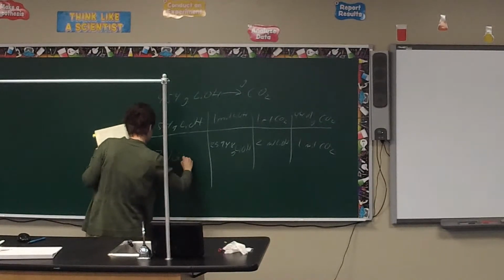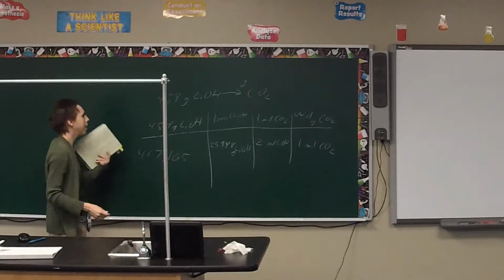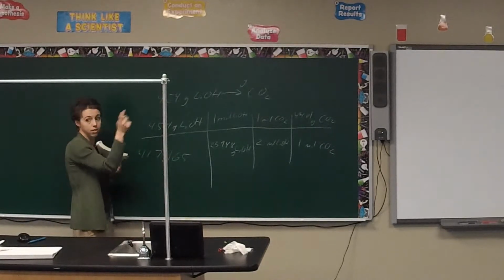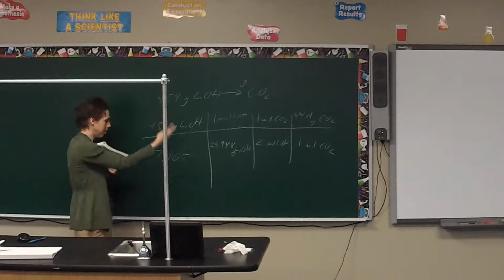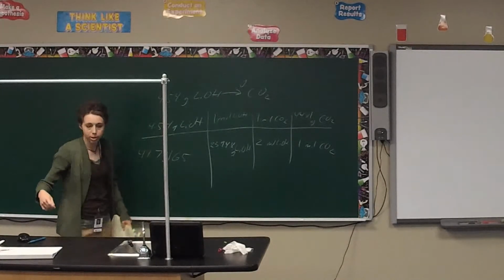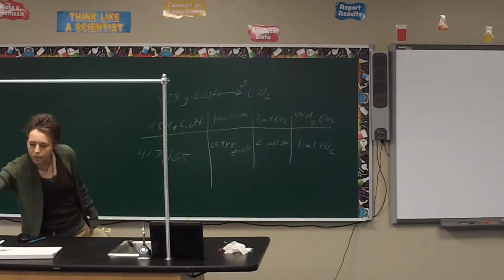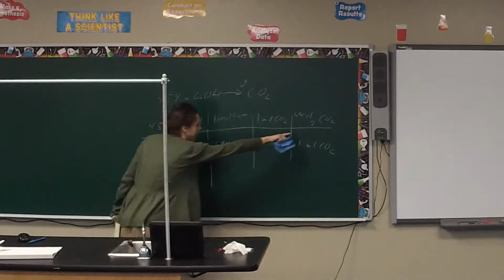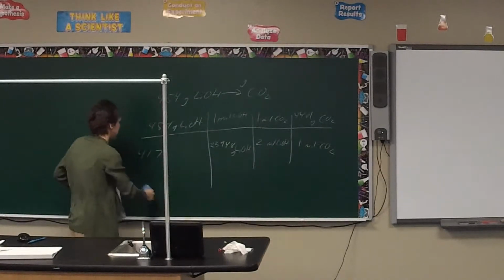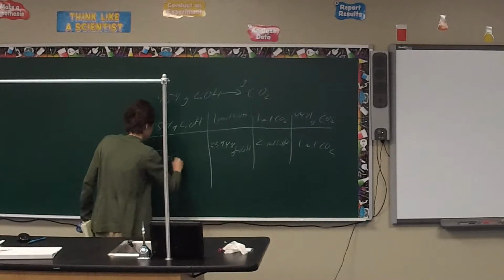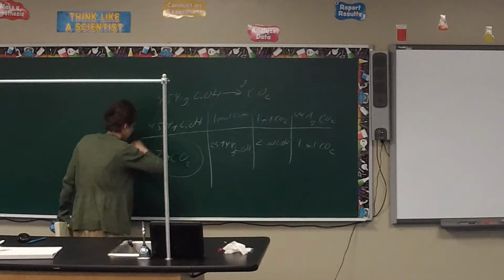417.165107. Alright, so we'll just start from there. Because it's just 417, because we started with 3 sig figs. Good job. But what's your unit? Grams per mole? Well, I ended up with grams, because I'm finding specifically what mass. So grams CO2. That is the final answer.